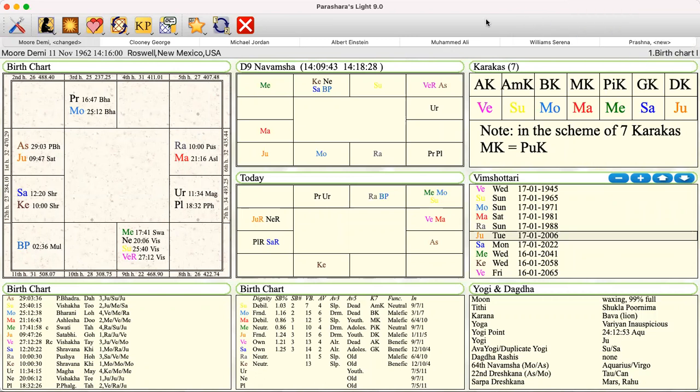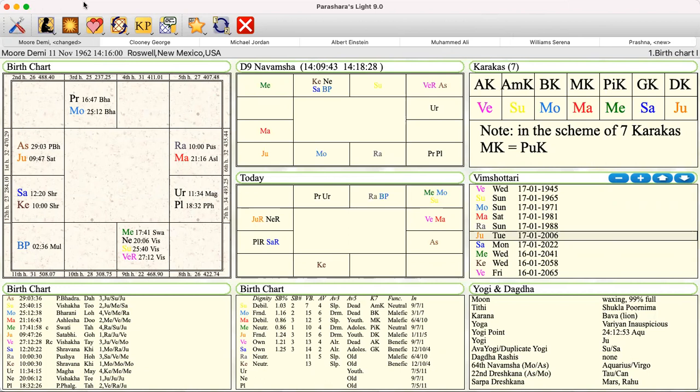Okay, so I'm going to do Demi Moore today. I thought, particularly for my Patreon page, I'm going to actually work on her chart because she has a very, very interesting chart. So let's just move those so I can see.